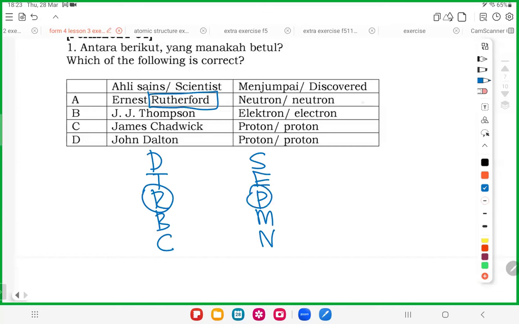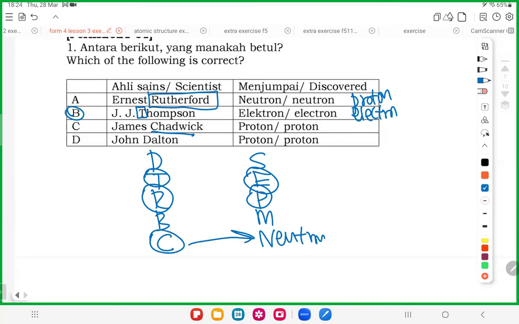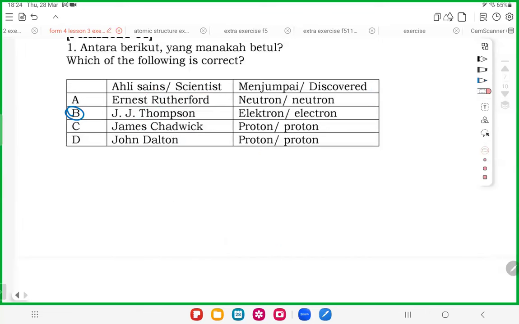Rutherford found P, found proton, isn't it? All right, so J.J. Thomson, T. Thomson discovered E, electron. So the best answer is B. Is it okay? Next one, Chadwick, C. Chadwick found N, neutron. Is it okay? John Dalton, D. Dalton found S, sphere. So that is how it works. So the best answer goes to B. I hope everyone is okay with this.